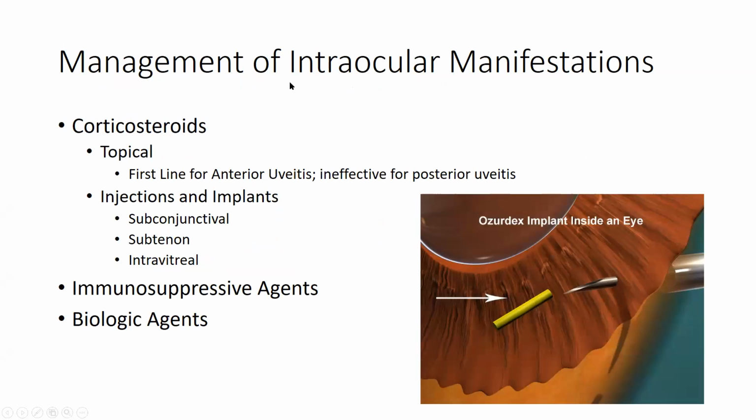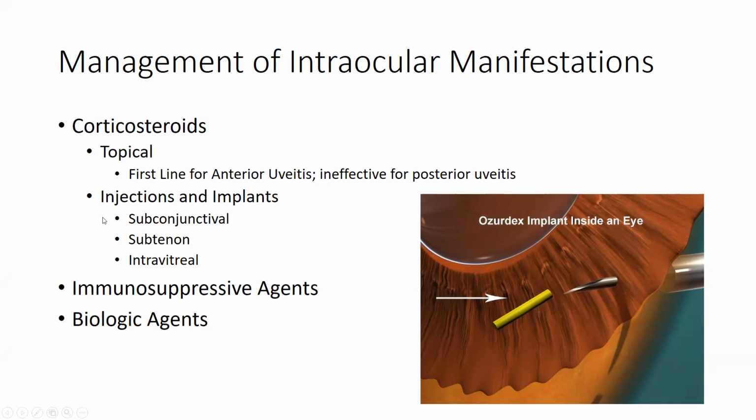So as far as what ophthalmologists can do for management of intraocular manifestations of sarcoidosis, we can deliver corticosteroids. Topical steroids are the first line agent used for anterior uveitis. This is again when the inflammation is restricted just to the iris tissue itself. And we've had success, even just anecdotally in plenty of our patients in clinic, utilizing just topical steroids when inflammation is restricted to the anterior segment.